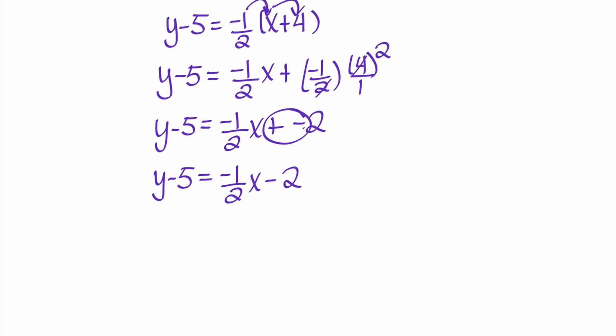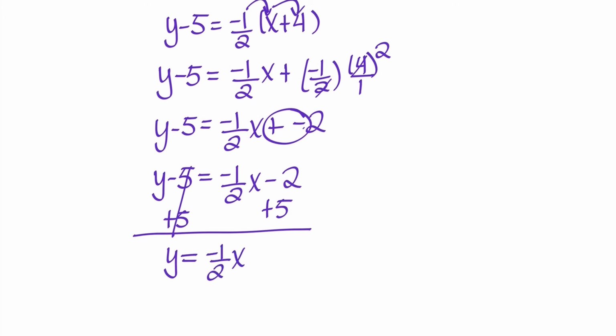So now to get this into slope-intercept form, I'm going to go ahead and add 5 to both sides. So when I add 5 to both sides, on the left side, I'm left with just y. And then on the right side, I have negative 1/2 x. And we have minus 2 plus 5, so that's plus 3. So y equals negative 1/2 x plus 3 is the equation in slope-intercept form.